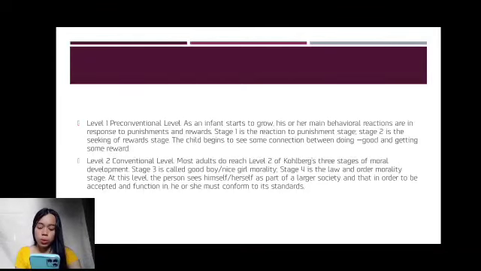There are 2 stages in this level. The first stage is the reaction to punishment stage. In this stage, the child behaves according to socially acceptable rules or norms because she is told to do so by some authority figure like her parents or teachers, elders in the community. The second stage is seeking of rewards. It is concerned with one's own interest and advantage. So moral decisions are made based on the rewards one can receive.